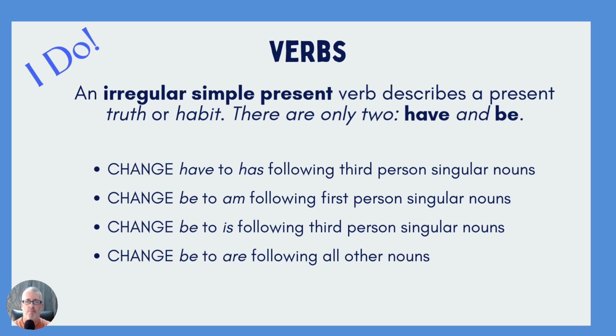Now, the next one, the verb be, this is the confusing one. Be changes to am following first person singular. Be changes to is following third person singular. Notice, even though it's irregular, it still has an s, just like have has an s, just like sings, third person singular, has an s. So that's a little trick you can keep in mind when trying to figure out what person it is or whether it's regular or irregular.